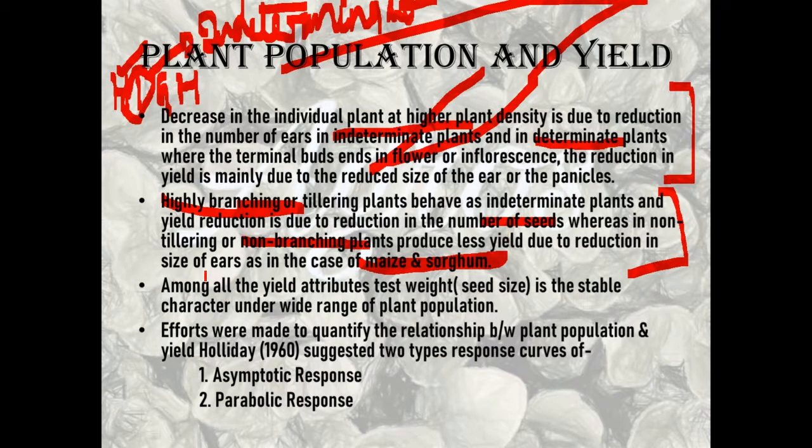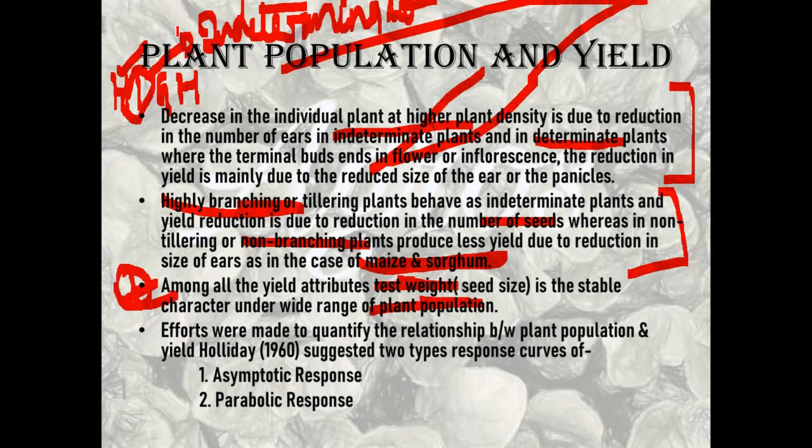Here is an important point. Among all the yield attributes that we consider, test weight or the seed size is the most stable character that we can consider in the plant population. This is one important point. It can always come in the MCQ.